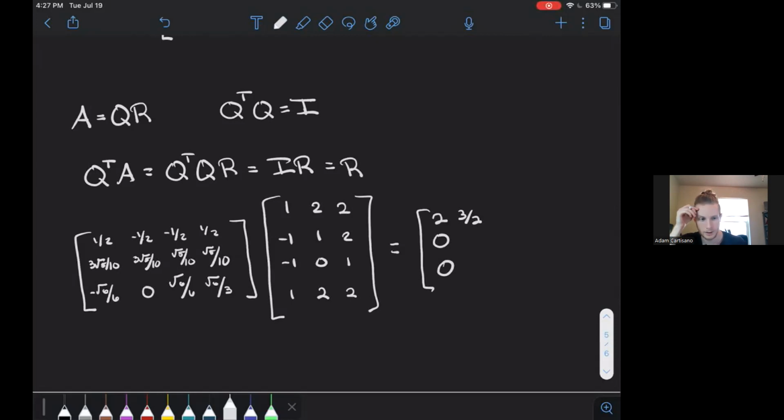2, oh god, okay. 2 times 3 root 5 over 10, that's 3 root 5 over 5, plus 3 root 5 over 10. Okay, wait, that's 6 root 5 over 10 plus 3 root 5 over 10. Together that's 9 root 5 over 10. And then plus 0 plus another 2 root 5 over 10 is going to be 11 root 5 over 10. Did we do that right? No, okay. This is close.